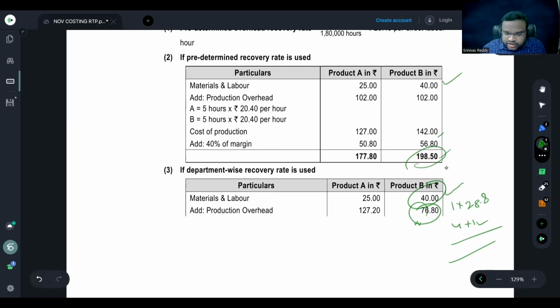So product A, because of using the predetermined rate, you are underpricing, and the other one is overpriced. So that is the reason for the drawbacks in traditional costing, which resulted in the emergence of activity based costing. Clear? Right. Let me go back.